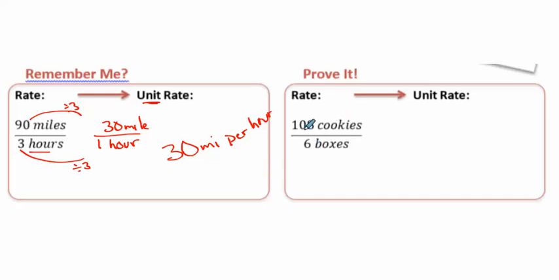Next one, there's a box, 108 cookies in 6 boxes. Well, I want to know how many are in one box. So I'm going to divide. Oops, sorry. I'm going to divide the top by 6. So divide by 6, you can grab your calculator. 108 divided by 6 gives me 18. So there are 18 cookies per box.